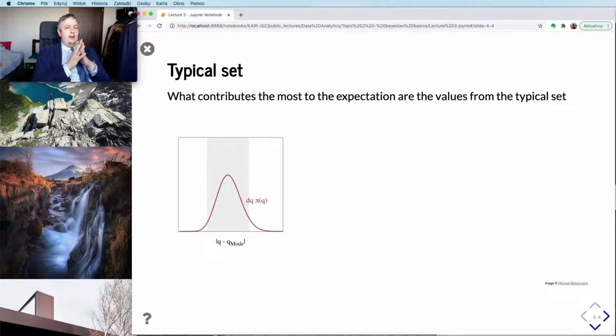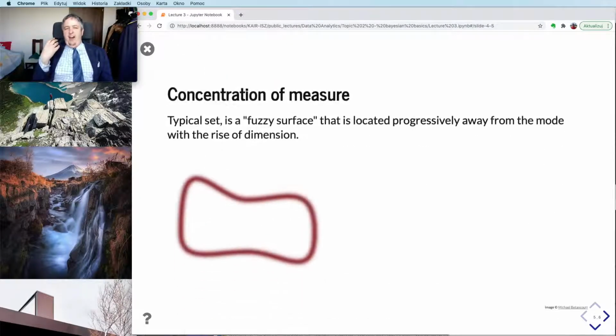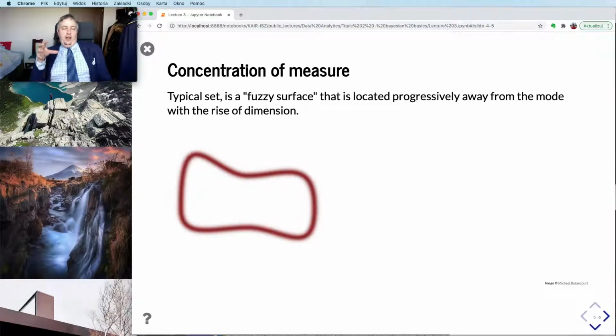The values in the typical set contribute to the expectation, and because of that, we have something that is called concentration of measure. Generally, the typical set will be, let's say, a fuzzy surface, a manifold in parameter space that does not have a clearly defined boundary because it regards a probability distribution, but there are points that will contribute much. However, there is something called concentration of measure.